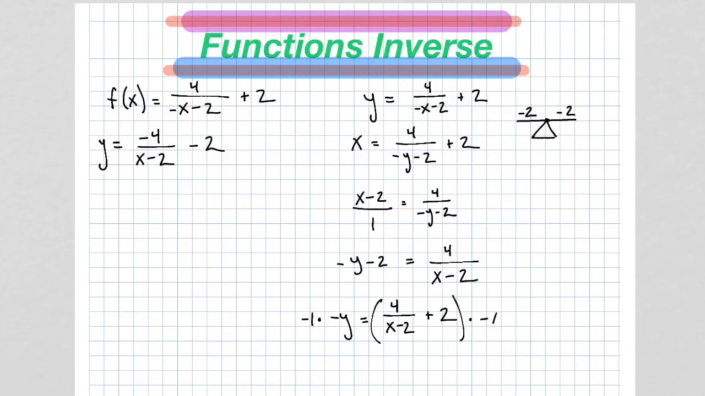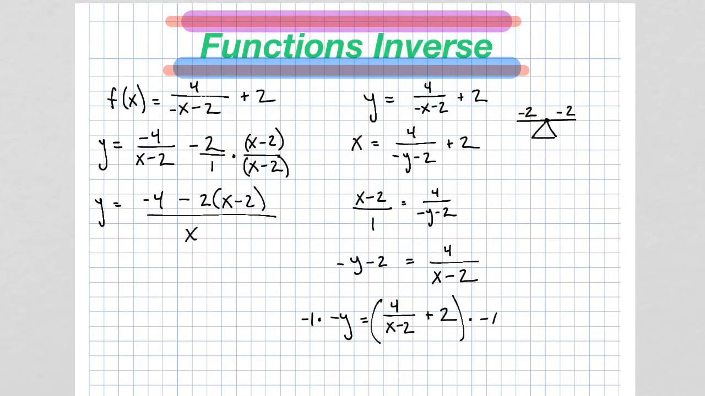Okay, now what I want to do is put this all underneath one rational expression. So to do that, I need to multiply this, call this negative 2 over 1, times x minus 2 over x minus 2. Okay, that gives us y equals negative 4 minus 2 times x minus 2, all over x minus 2.